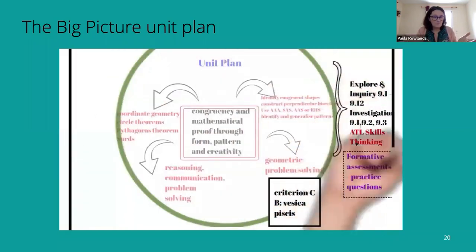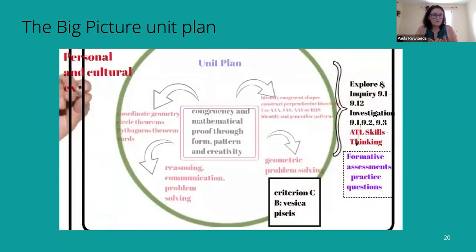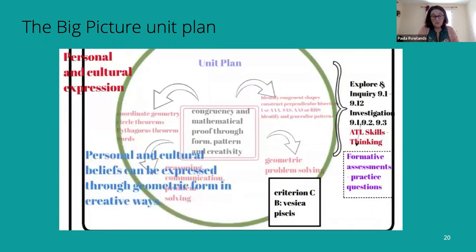And then I thought my global context, it's all about expression, personal cultural expression. So those lesson experiences were written in the global context that was personal and cultural expression. And I brought that all together. And so my statement of inquiry, you can see I've got my global context in there. I've got my key concept and I have got my related concept. So personal and cultural beliefs, that's my global context, expressed through geometric form. There's my key concept. In a creative way, there's my related concept. Okay, so that was the big picture for my lesson planning, for my unit planning.